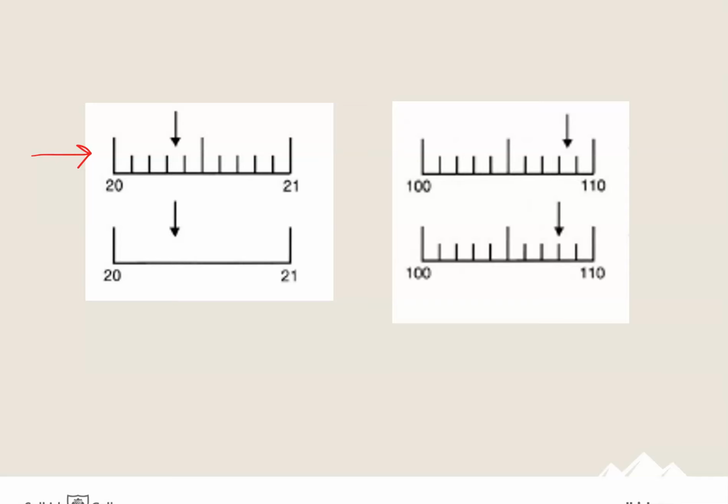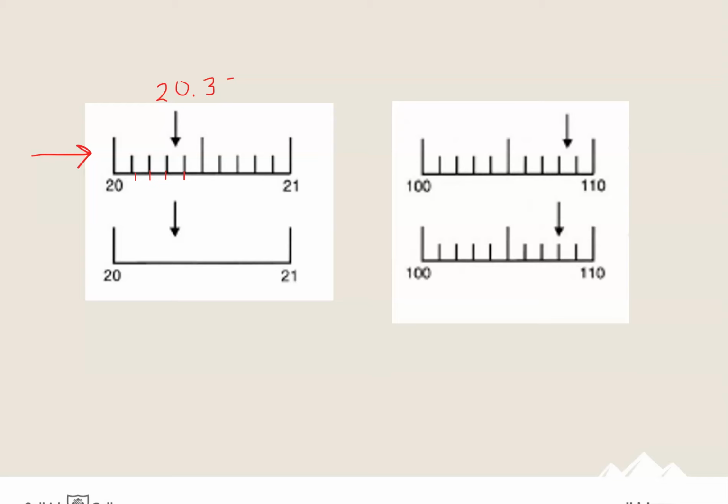What I see is it's somewhere between 20.123 and 20.4. So it's 20.3 something. We're going to estimate 1/10 of the smallest division. It looks like it's in between the two.